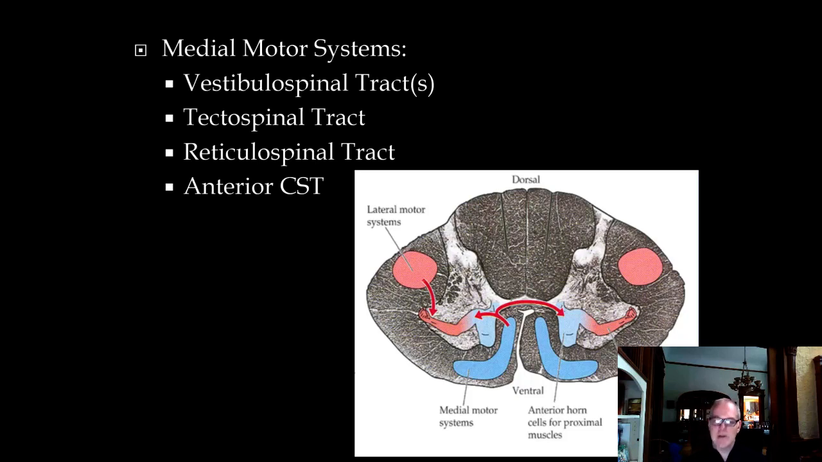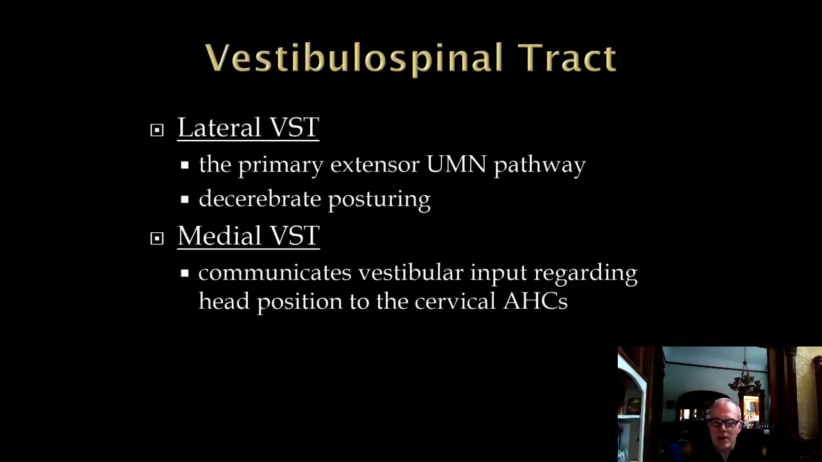First one we'll talk about is the vestibulospinal tract. And so there are 2 of these, a lateral and a medial vestibulospinal tract. The lateral vestibulospinal tract is the most powerful extensor upper motor neuron pathway. All right, so very strong stimulation to extensor muscles.